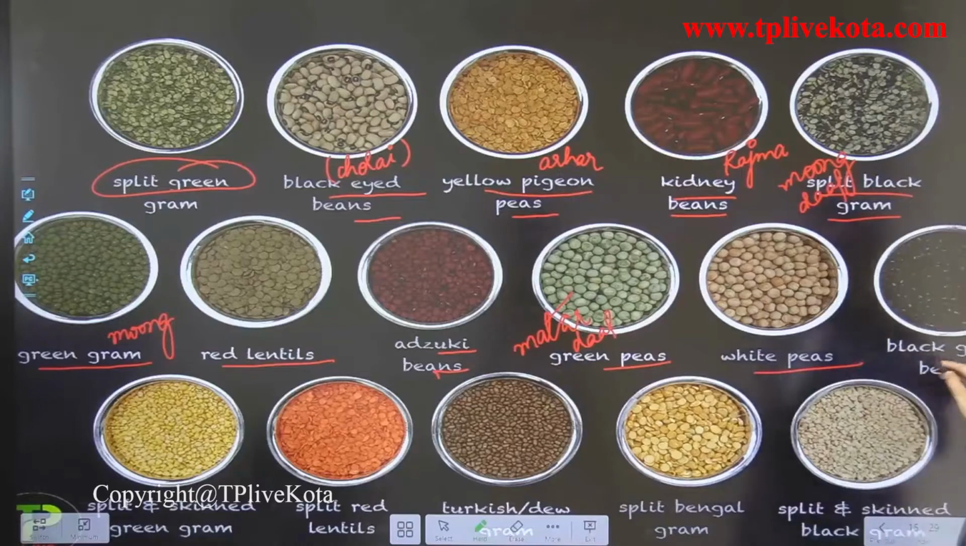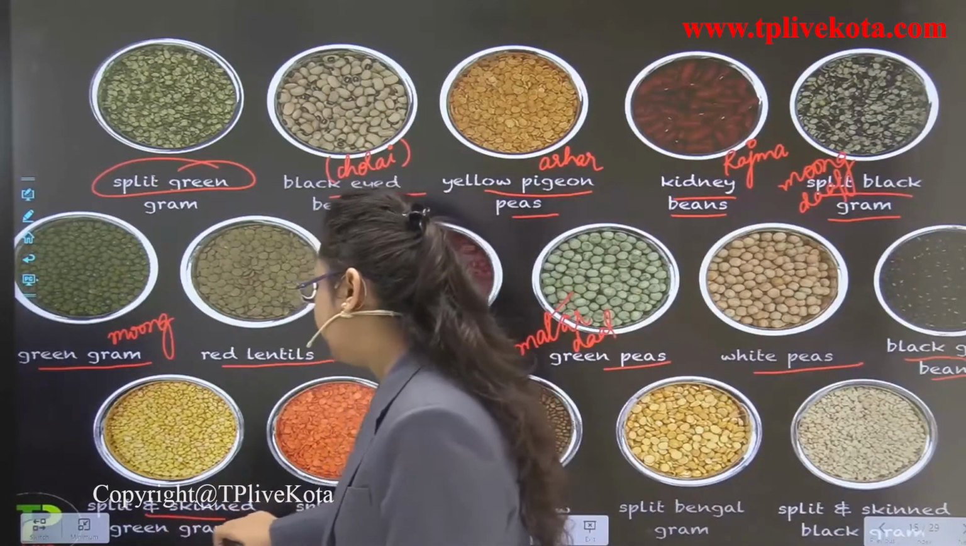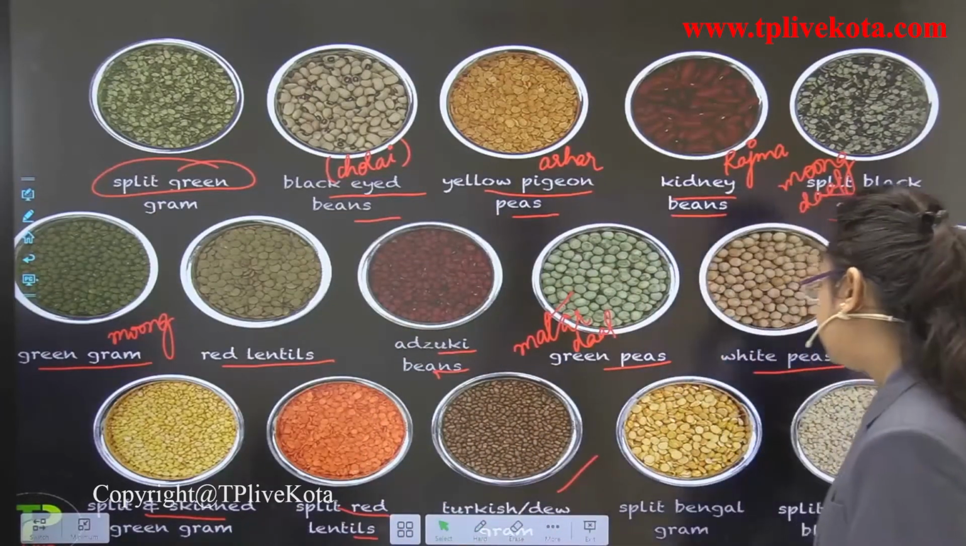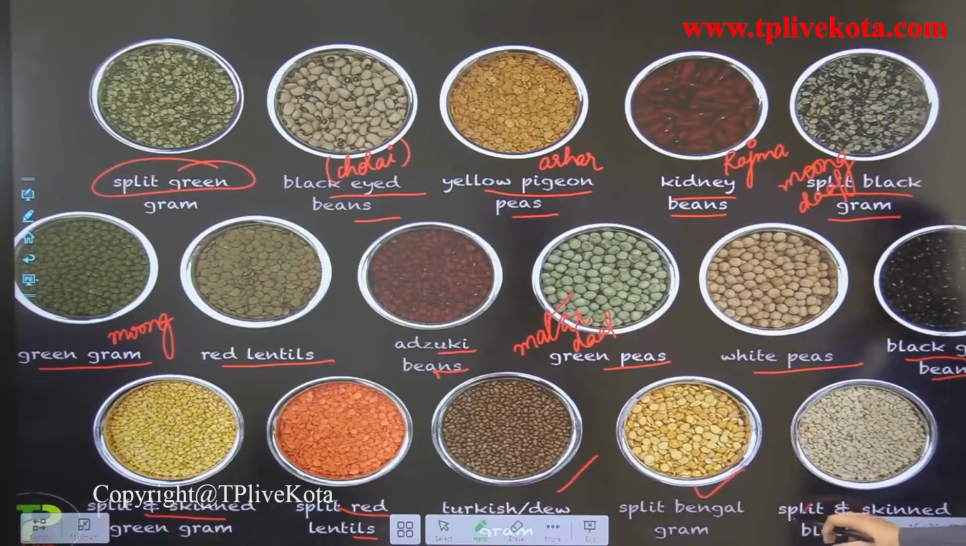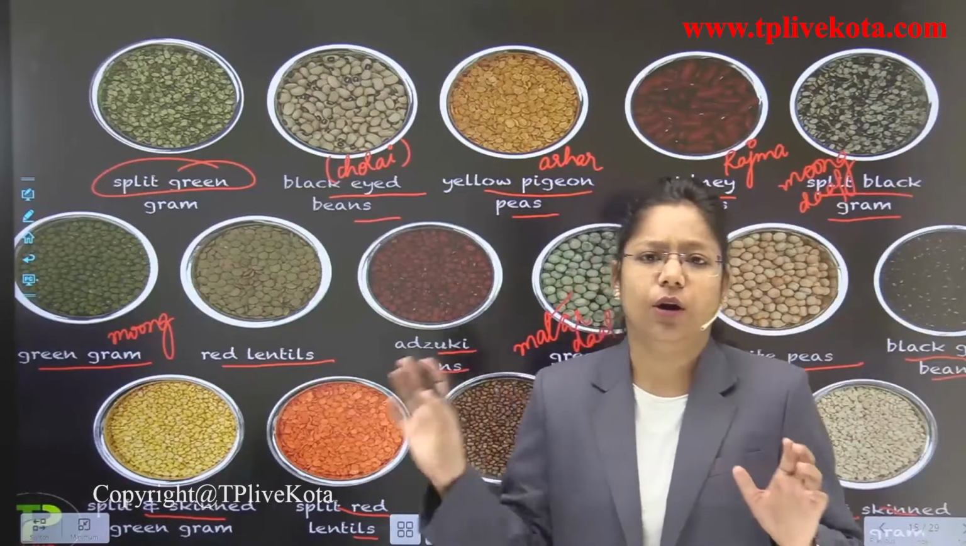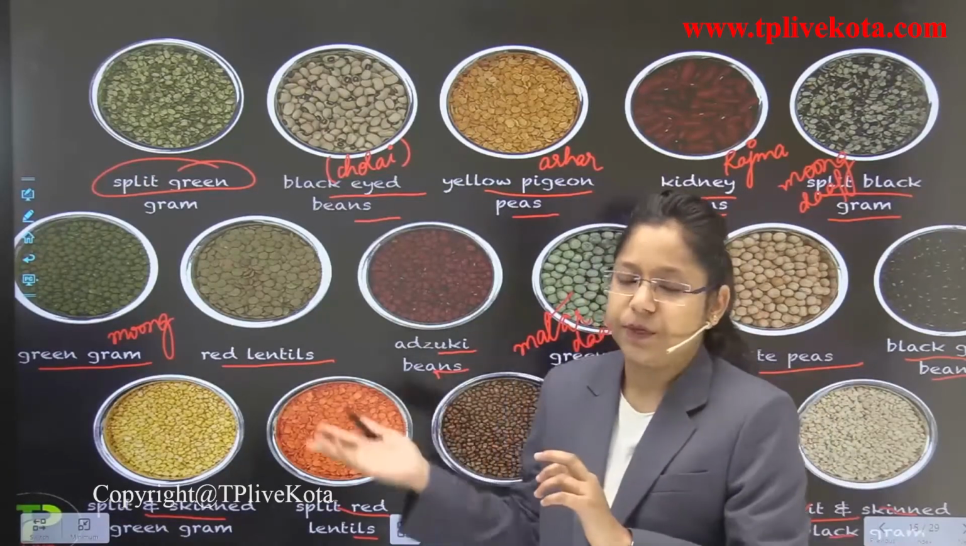White peas, black gram beans. Okay, split and skinned green gram, split red lentils, Turkish stew lentils, split Bengal grams, and the last one is split and skinned black gram. So you do not have to learn all the types of beans over here.